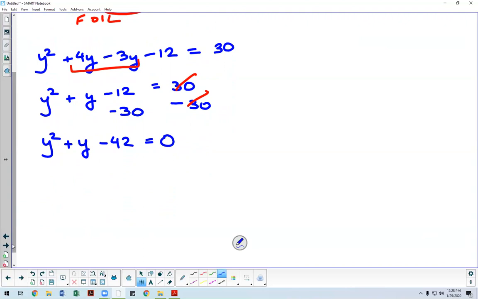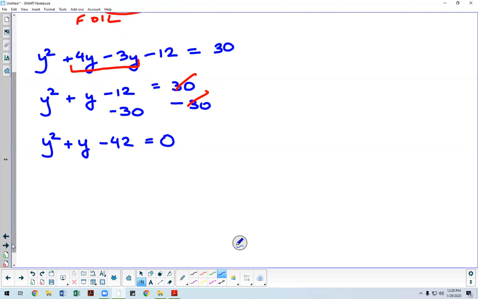Okay, so we've got our y squared plus y minus 42. We have that trinomial on the left-hand side and 0 on the right-hand side. So now we're ready to factor it. The one thing you should notice in this example compared to number 1 is in front of our y squared, there's no number, so it's just understood to be 1. So our factoring is actually going to be a lot simpler than it was for that one.